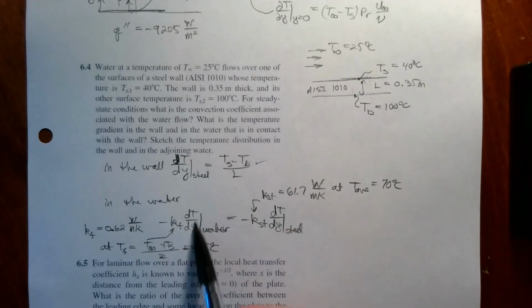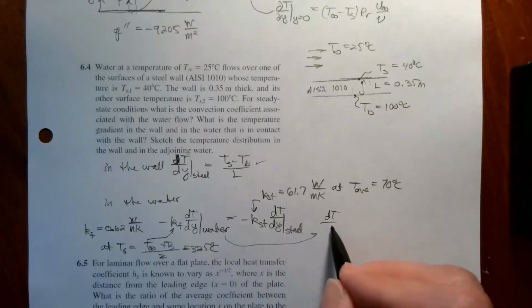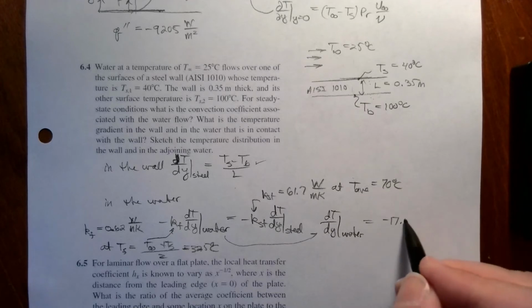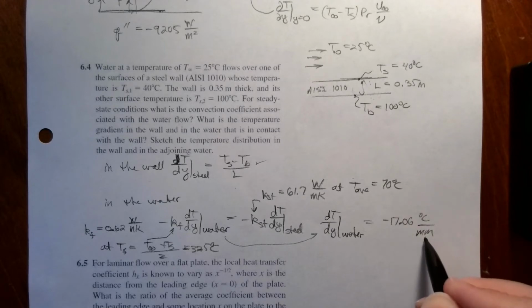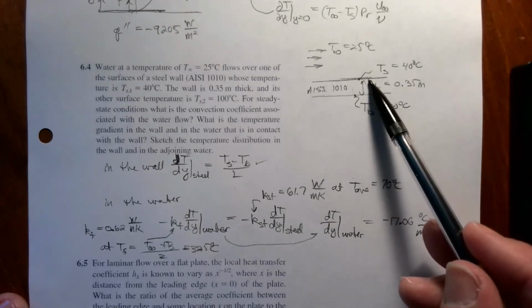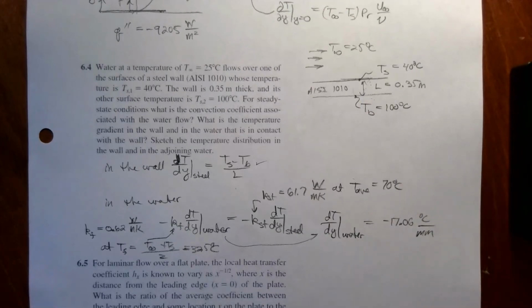The only unknown in this equation is this one, so solve that for dT. Bring this over here, solve that for dT/dy of the water. It comes out to be minus 17.06 degrees C per millimeter, so that's a very, very large gradient. That's the gradient in the water here. The gradient in the steel, I don't have a number for that to share with you. I'll let you compute that.